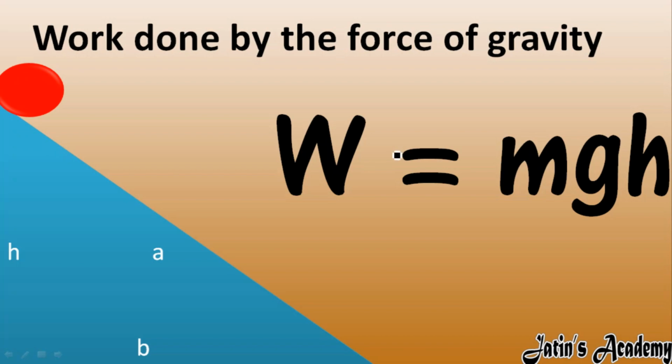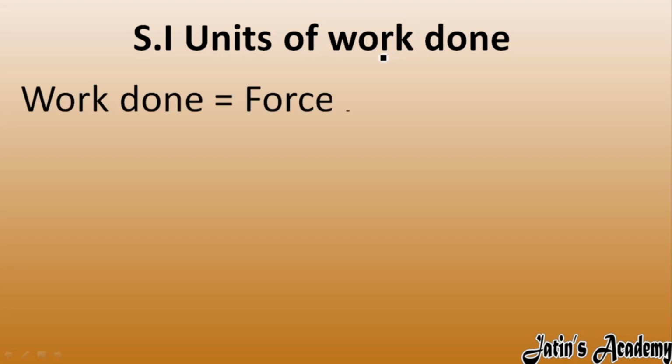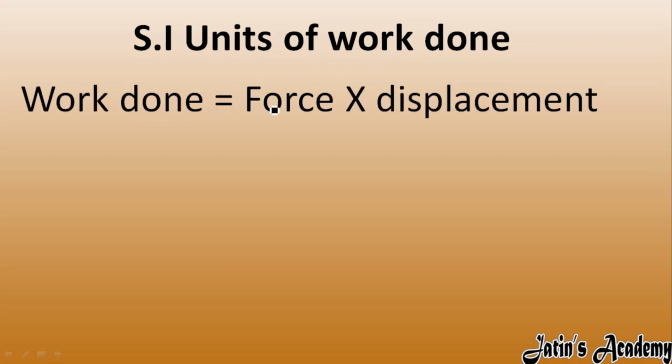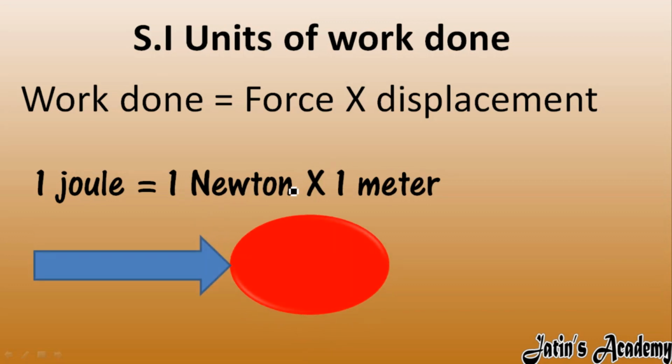Okay. Next we will see the SI unit of work done. We have to remember this. Work done is equal to force into displacement. Force SI unit is Newton, displacement is meter. So the SI unit of work done is joule. So 1 joule is 1 Newton into 1 meter. Clear?